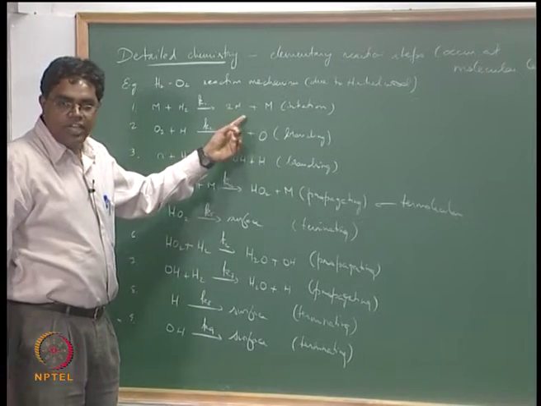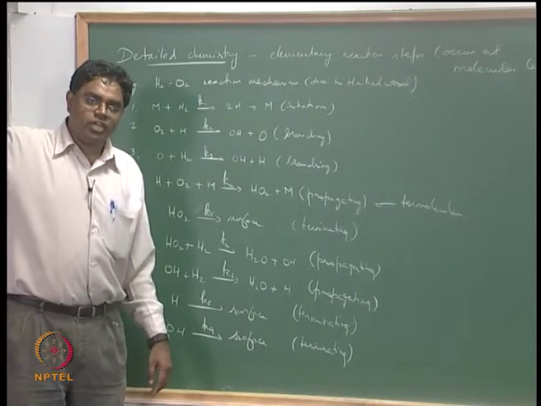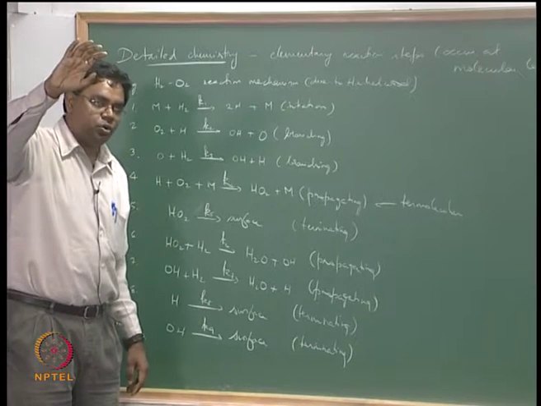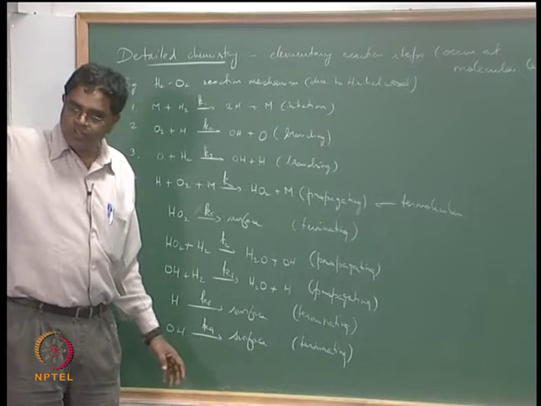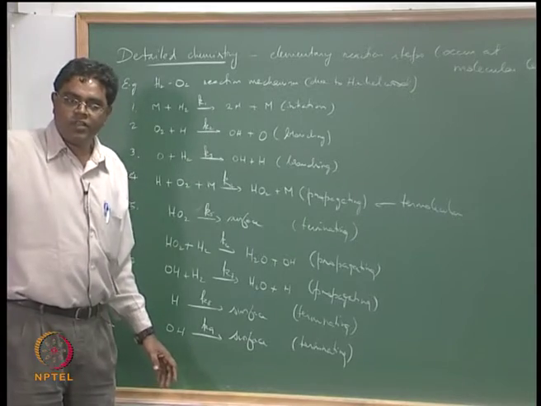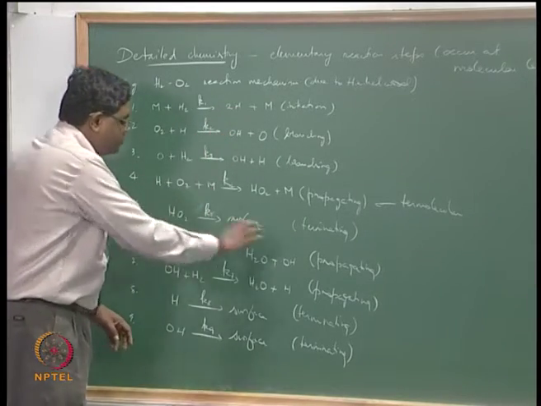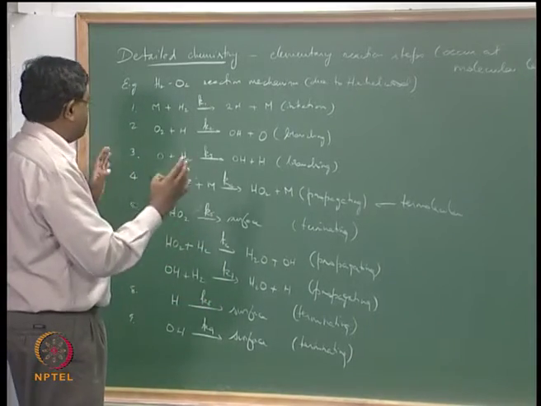So this is H, for example, is an intermediate. In the big global reaction that we are looking at, H2 plus O2 gives H2O in whatever proportions, H doesn't figure in, O doesn't figure in, OH doesn't figure in, HO2 doesn't figure in. So all these things are essentially intermediates that we have to recognize as such.